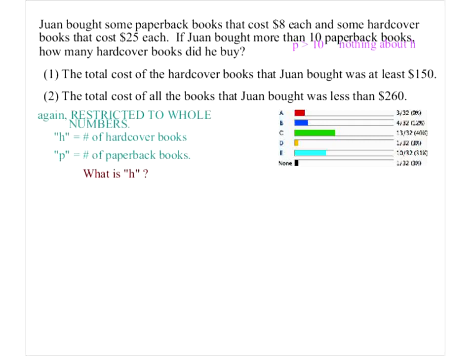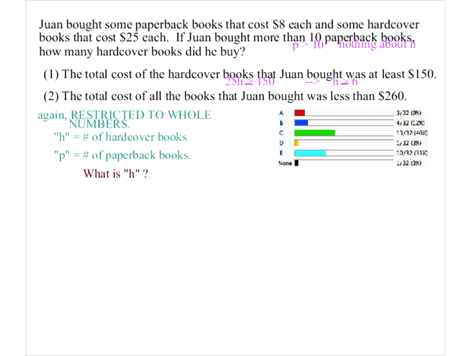Statement 1 tells you that the hardcover books cost 25 each, so 25H is greater than 150. You can divide that by 25, and that gives you that H is at least 6. At least means greater than or equal to, so that's fixed. Okay, smiley face if you follow that. The total cost of the hardcover books is 25 times H, so H is at least 6.